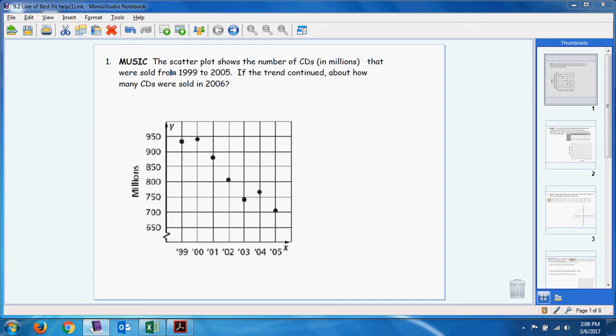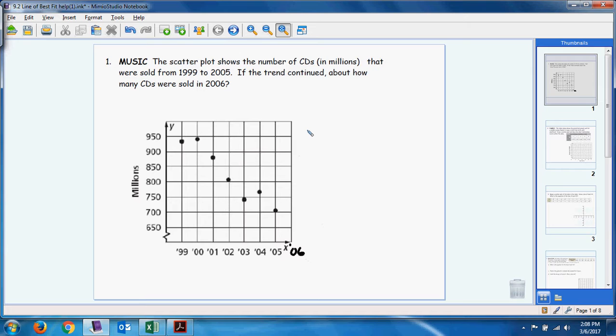All right, so this first one here, it says the scatter plot shows the number of CDs, what are CDs, in millions that were sold from 1999 to 2005. If the trend continued, about how many CDs were sold in 2006? So if you notice, CDs were actually declining like crazy. Because around this time, as some of you were little kids, that's when the digital age was starting to boom. So again, less physical CDs and more digital information there. All right, so if you notice, this would actually be 06 on the next one here. And you are talking about in the form of millions.